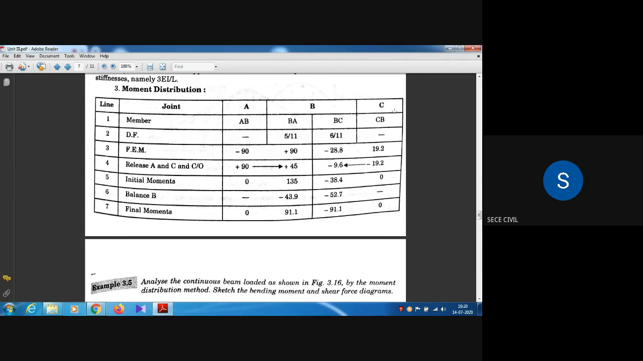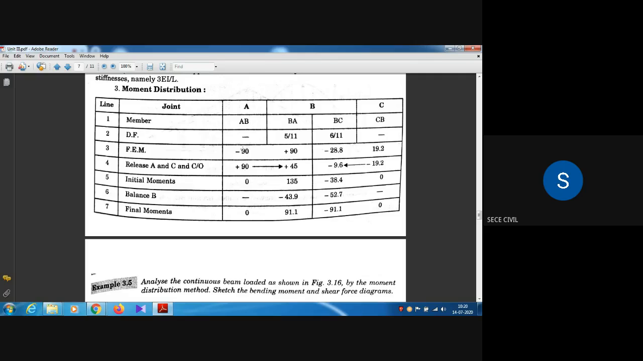Similarly, here also we should not have a moment, but we are having a moment of 19.2 kilonewton meter. So here also we have to remove this moment. Okay, so the next step is release A and C. Release the moment at A and at C, and do the carryover.